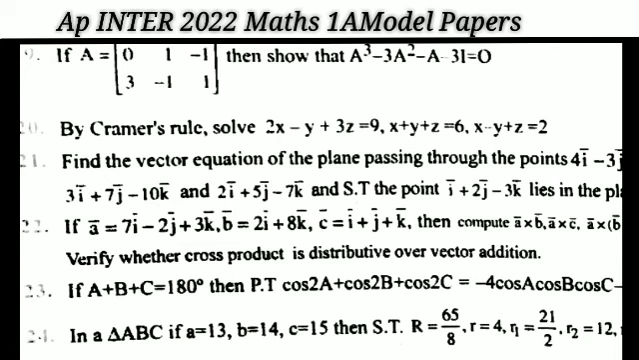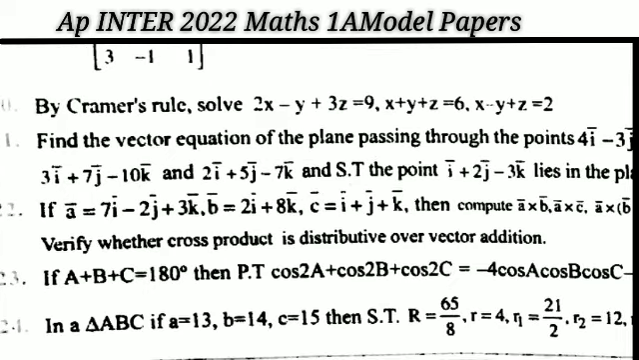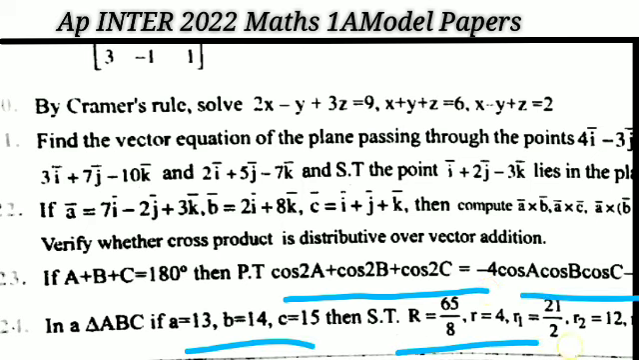Next one, 22. If A bar, B bar, C bar, 3 vectors are given, compute A cross B, A cross C, A cross B plus C and verify whether the cross product is distributive over the addition. Next one, if A plus B plus C is equal to 180, then prove that cos 2A plus cos 2B plus cos 2C is equal to this value. And 24th one, ABC values are given, show that all these values. Okay, so this is the first question paper.